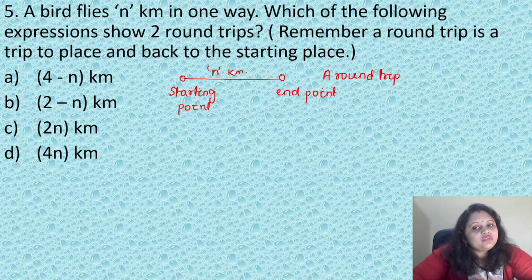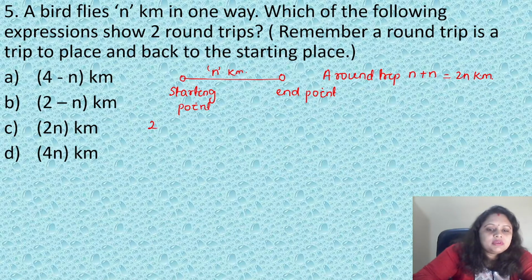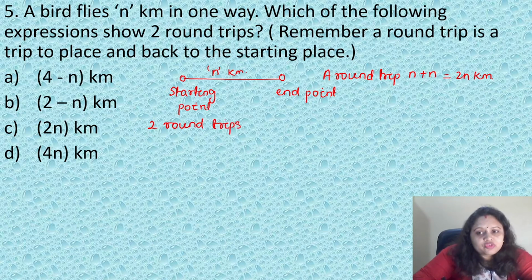For a round trip, it has to again come to the starting point. So starting point to end point n kilometer, then again from end point to starting point another n kilometer. So the total is 2n kilometer, that is for one round trip. In the question it is asked how much distance it will cover for two round trips. For one round trip 2n kilometer, then for two round trips 2 into 2n.